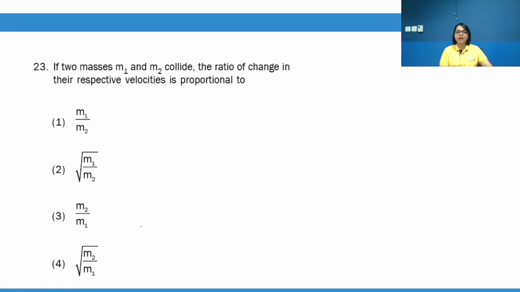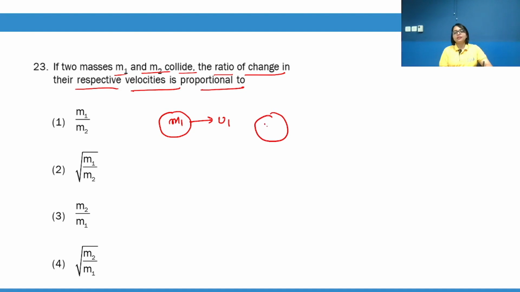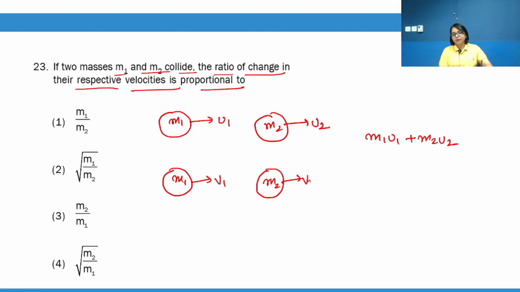Question number 23. If two masses m1 and m2 collide, the ratio of change in their respective velocities is proportional to? So let's say this is m1 with initial velocity u1, this is m2 with initial velocity u2. So initial momentum will be m1 u1 plus m2 u2. This is mass m1 after collision with velocity v1. This is mass m2 after collision, its velocity is v2. So final momentum will be m1 v1 plus m2 v2. So momentum is conserved, right? So m1 u1 plus m2 u2 is equal to m1 v1 plus m2 v2.